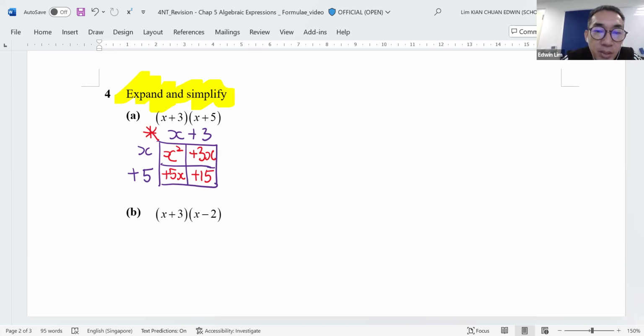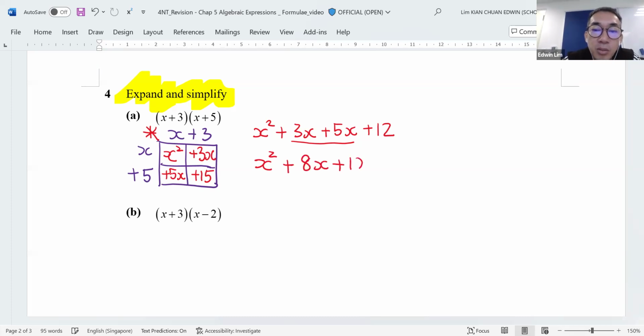I will write everything down. X squared plus 3x plus 5x plus 15. We are almost there. Can you see that 3x plus 5x, they are same family? So we can put them together. X squared plus 3 plus 5, 8x, plus 15. This is the answer to 4a.